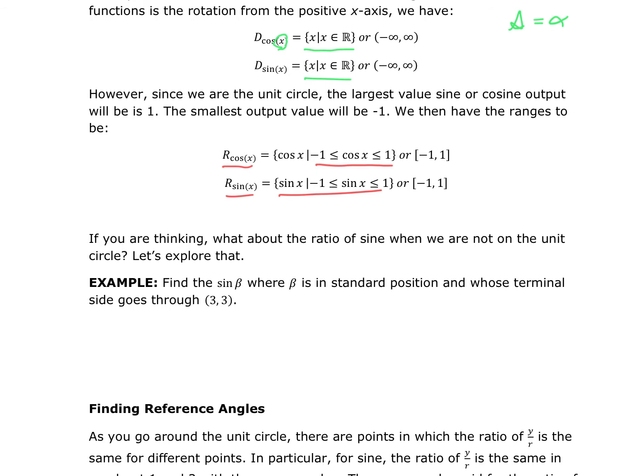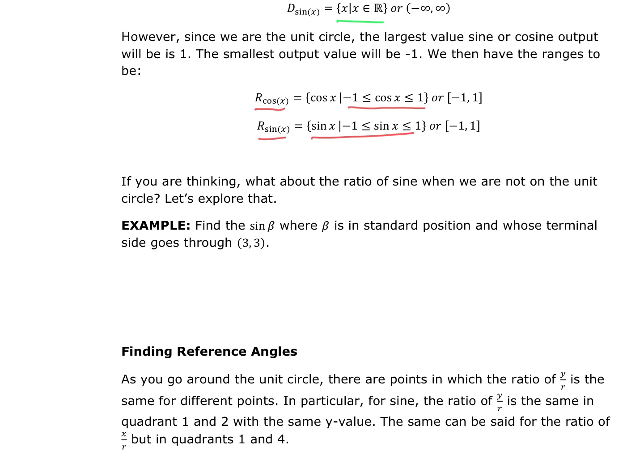Now, here I'm asked to find the sine of beta. I'm not asking for the angle. I'm asking for the sine of beta, who's in standard position, and the terminal side goes through (3, 3). Now, remember, the sine of beta is defined as my y value over my r value. I have my y value right here. I don't have my r value, but remember, I can find r squared is equal to x squared plus y squared all day long.